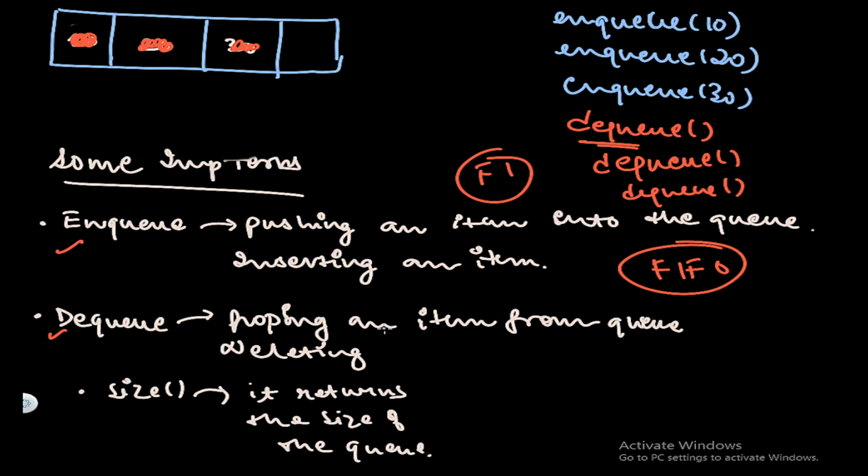Okay. Then we have is empty and is full. Now these functions are readily available for all the data structures, but in the queue we also have some important terms. Let us discuss that.